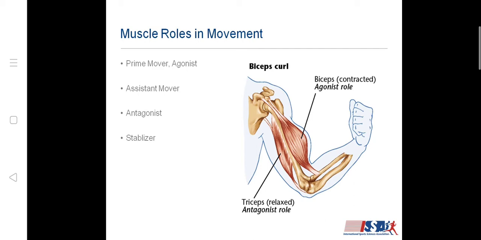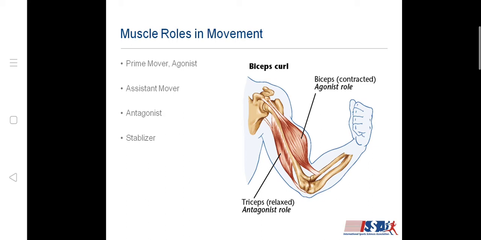A prime mover or agonist muscle is the main muscle involved in a concentric contraction. For example, the biceps during the concentric contraction of a bicep curl. An assistant mover usually plays a secondary role to the prime mover muscles involved. For example, the brachioradialis and the brachialis during the concentric contraction of a bicep curl.